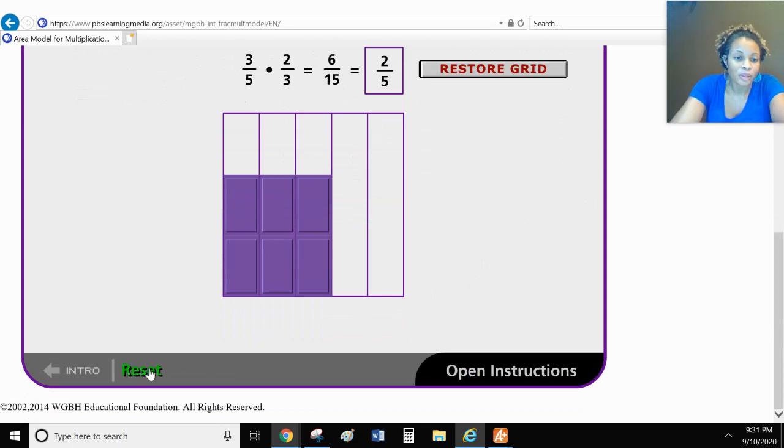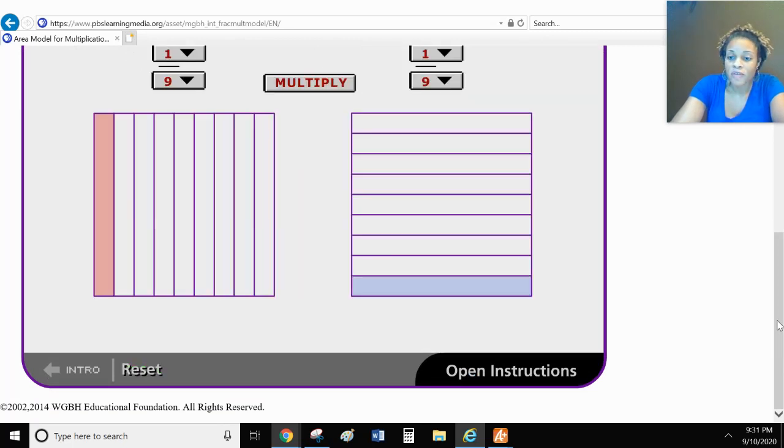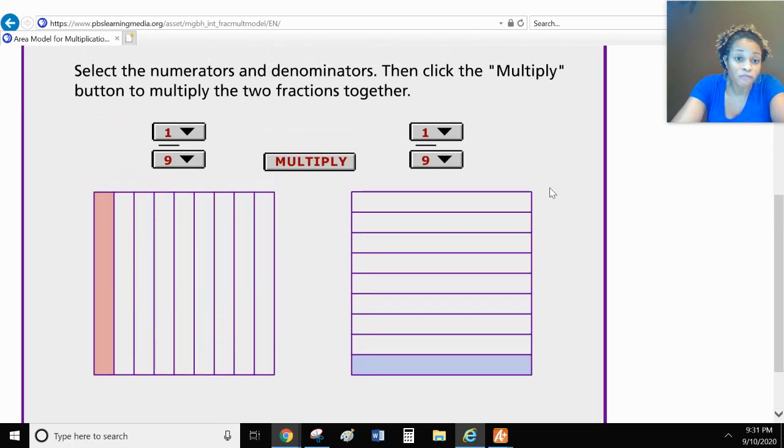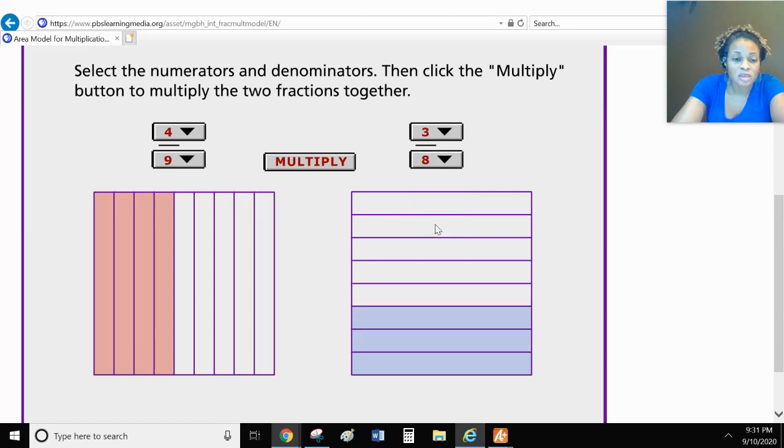Let's model another one. What if I wanted to multiply 4/9 times 3/8? And watch how the model's changing. So the numerator, again, like you learned in elementary school, is the ones that are shaded, 4 out of 9. 9 is how many total. That's how it's divided. And 3/8. What would I get if I combine 4/9 and 3/8?